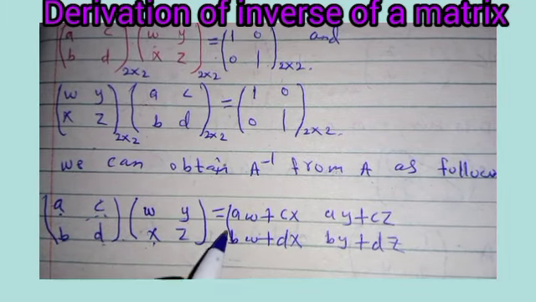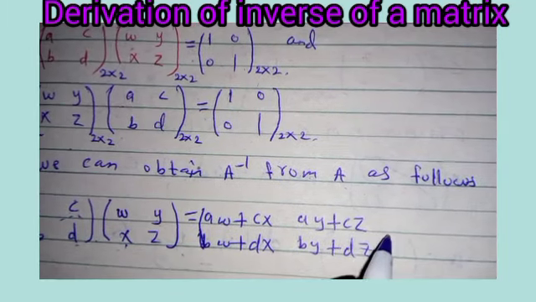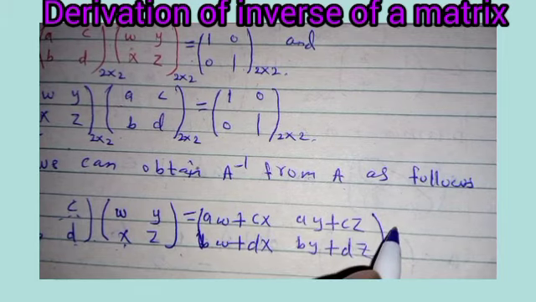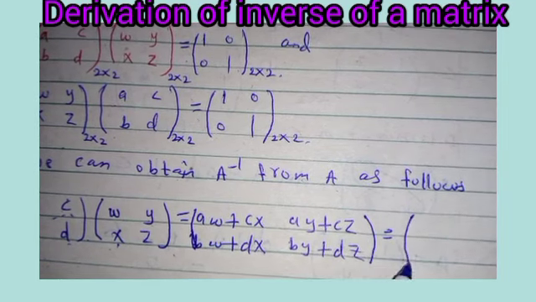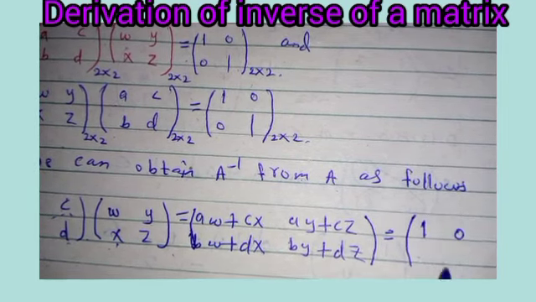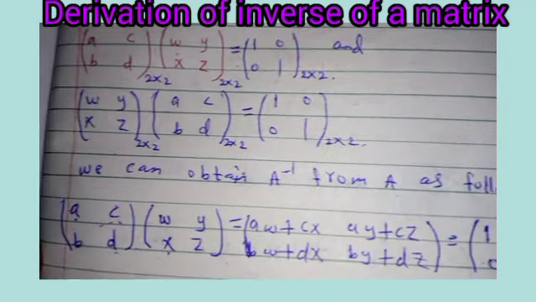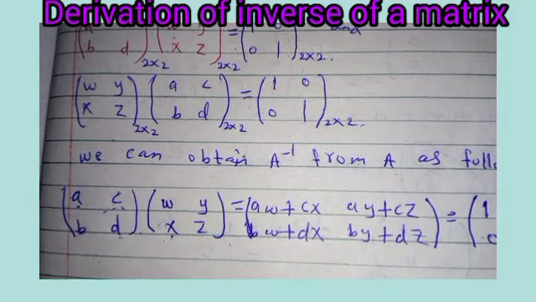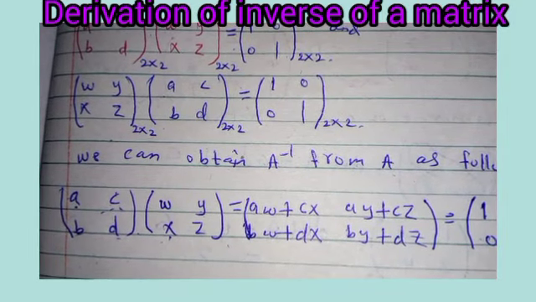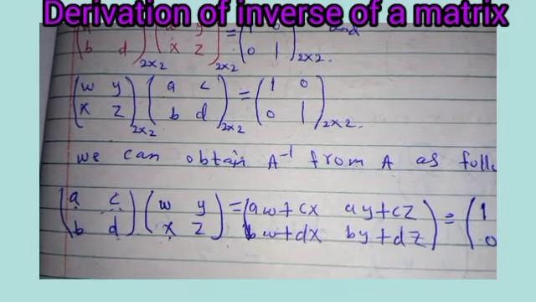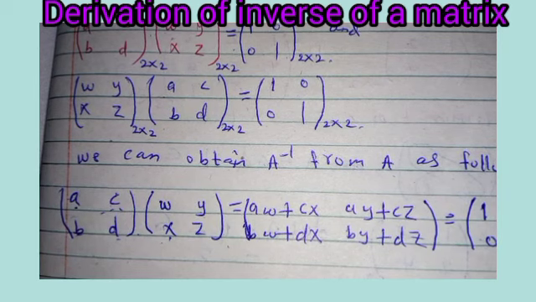So when you multiply a matrix with its inverse, the result will be the identity matrix 1, 0, 0, 1. That will be the result of that multiplication. A matrix multiplied by its inverse will give you the identity matrix as shown there.